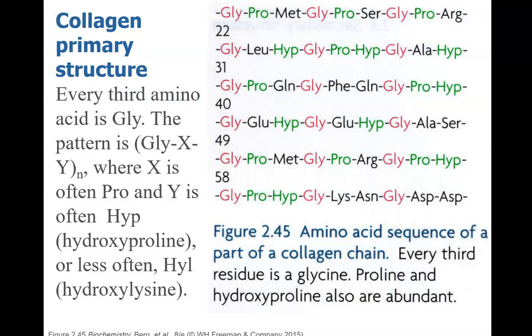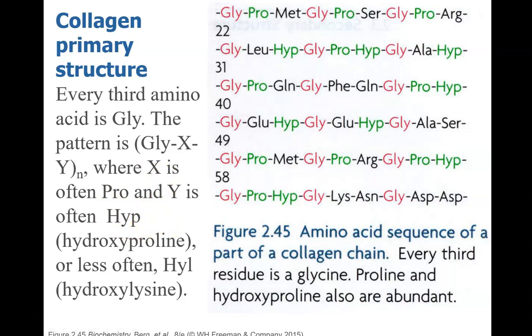So starting with the primary structure, there is a pattern. This diagram right here has purposely been drawn so we can see this. We have Gly-Pro-Met, Gly-Pro-Ser, Gly-Pro-Arg. So every third amino acid is glycine. So we can say Gly-X-Y. X is often proline, and Y is often hydroxyproline. So we'll use Hyp to identify hydroxyproline.